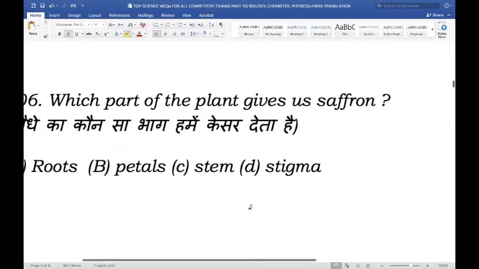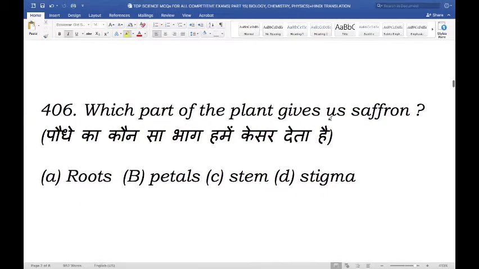Next question. Which part of the plant gives us saffron? Is it the roots, the petals, the stem, or the stigma? Now, saffron is a spice derived from the flower of Crocus sativus, commonly known as saffron crocus. Each flower has three tiny thread-like stigmas in the center which is extracted. So the saffron is the stigma of the plant.